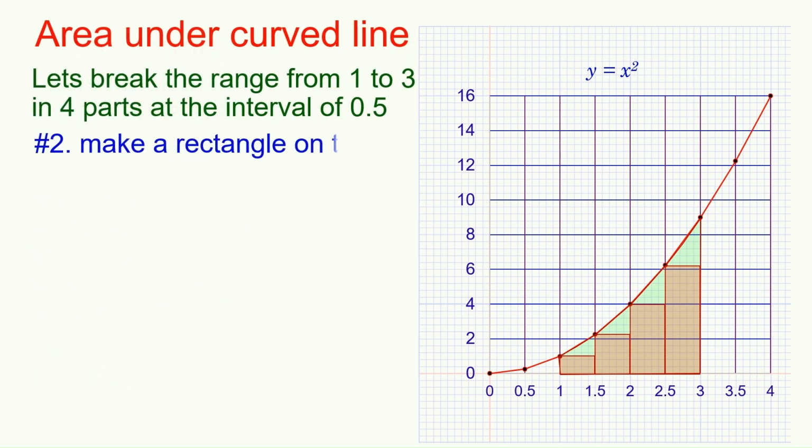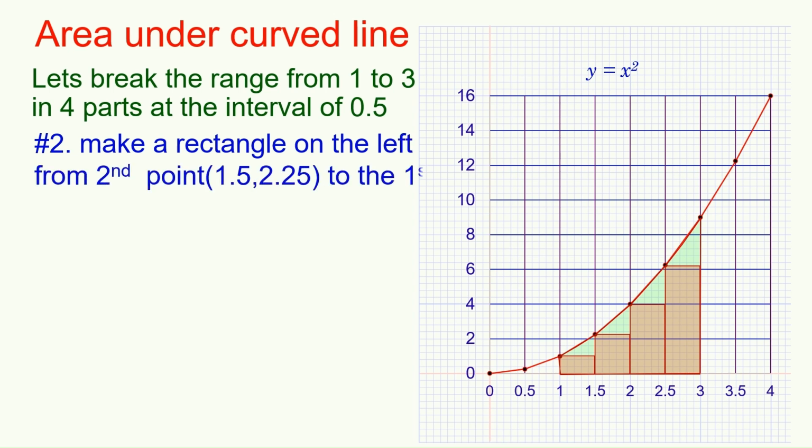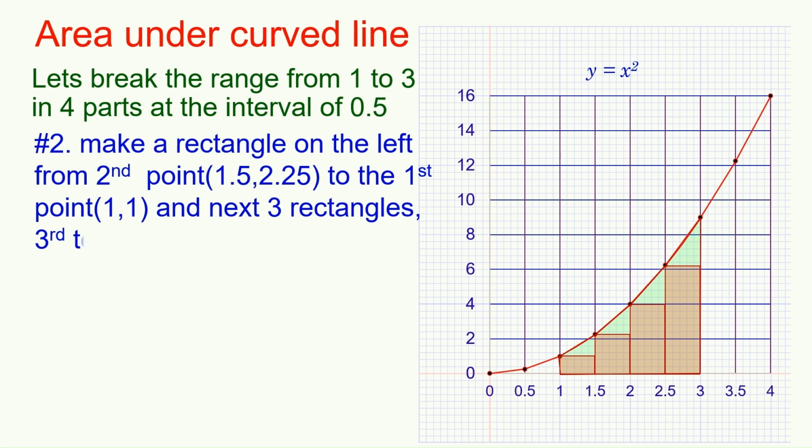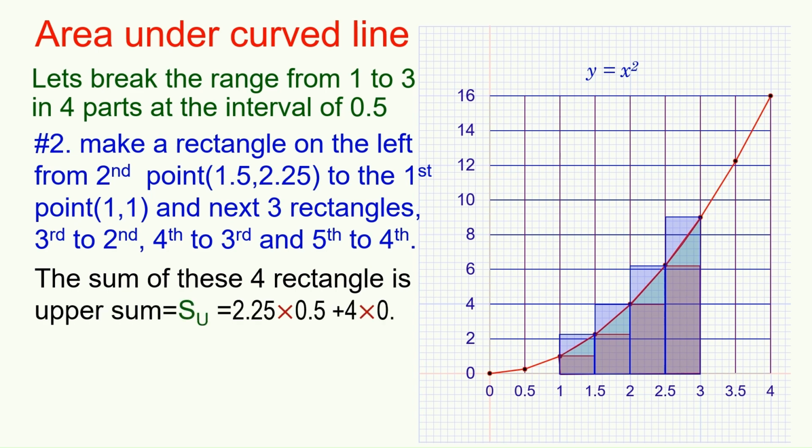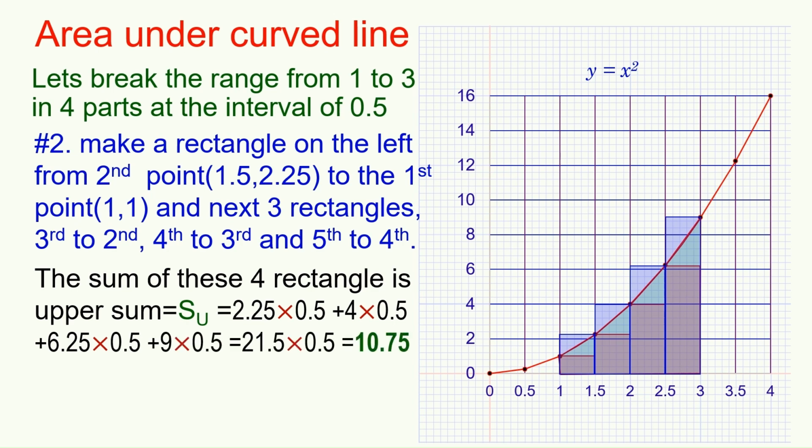Number 2. Make a rectangle on the left, from the second point (1.5, 2.25) to the first point (1, 1), and the next 3 rectangles: third to second, fourth to third, and fifth to fourth. The sum of these 4 rectangles is the upper sum, SU, equals 2.25 times 0.5 plus 4 times 0.5 plus 6.25 times 0.5 plus 9 times 0.5 equals 10.75.